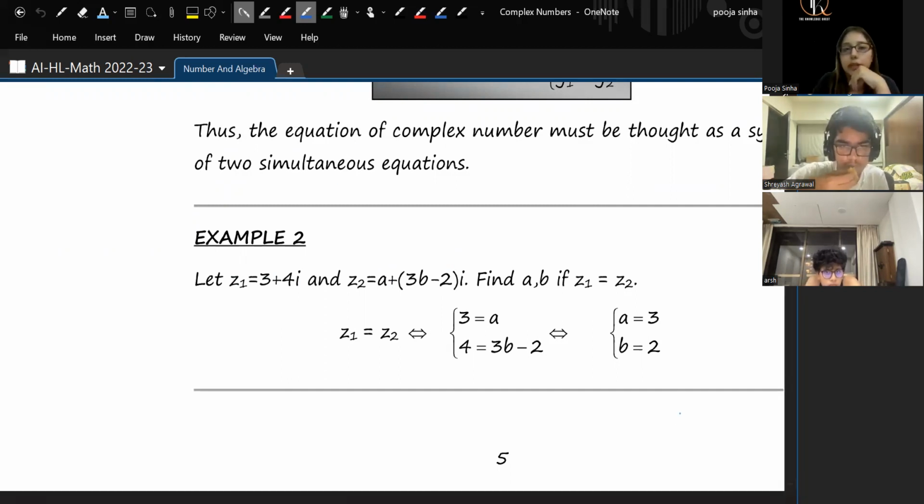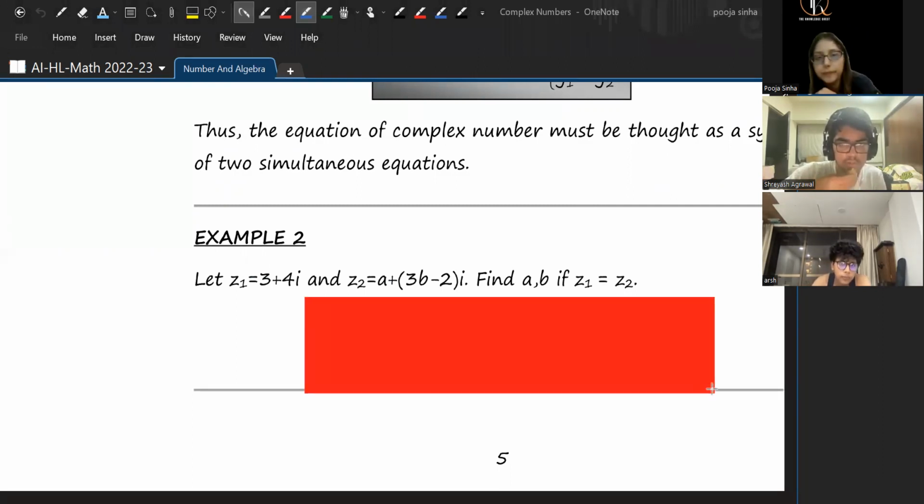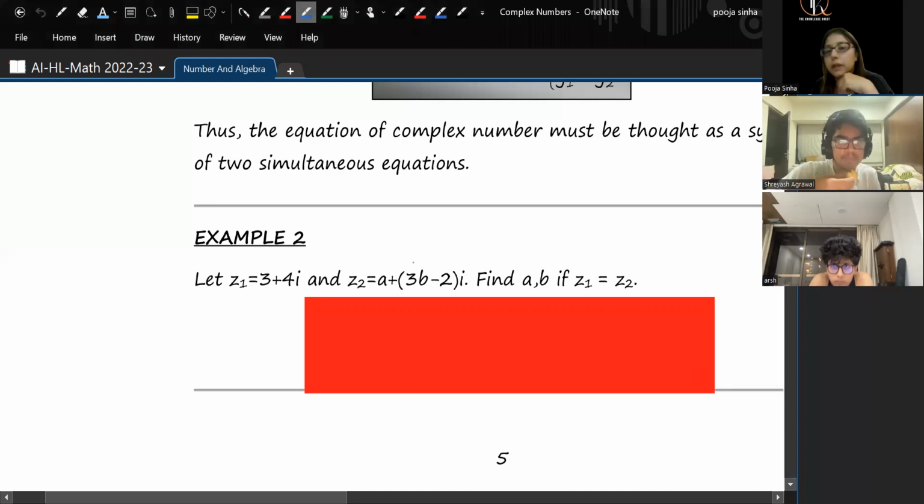3 and 2. Can you find it? They would be equal to 3. Miss, 3b minus 2 is the imaginary part, because that entire thing has i. So b will be 2, and a is equal to 3. A is equal to 3.